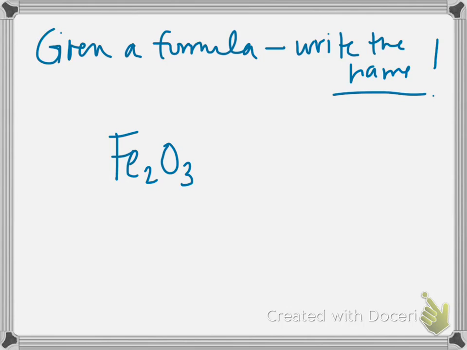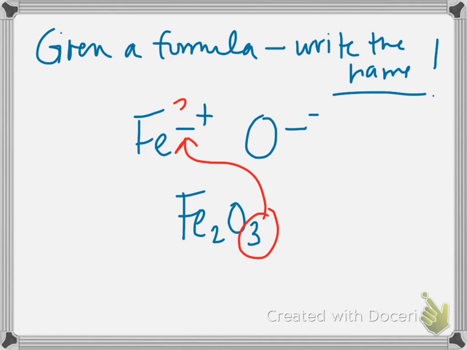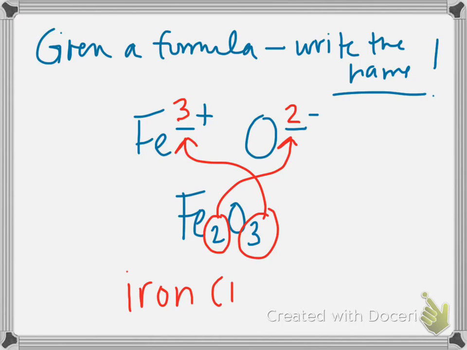What you have to do with these is what I call the reverse crisscross. So you're going back to figure out, you know that iron had a positive charge, and you know that oxygen had a negative charge. If we reverse crisscross these, we can see what the charge on the ion was. So which iron oxide is this?